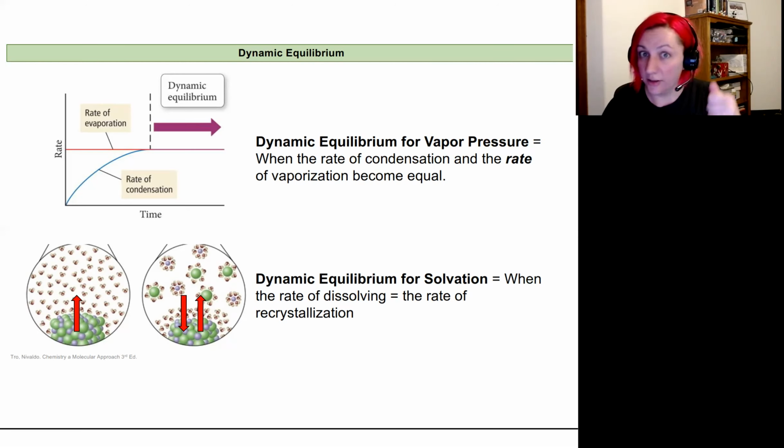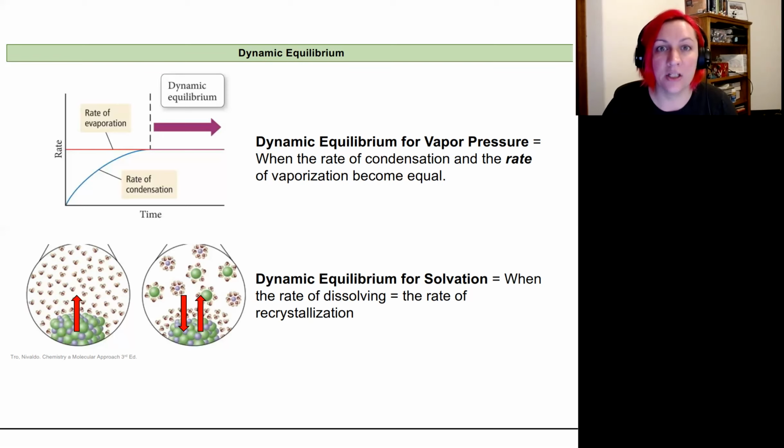And when those rates are equal, we'll stop seeing the solid dissolve. It'll look like it's disappearing and disappearing, and then it'll stop. And the amount of solid at the bottom of my beaker will just stay the same. Now there's constant change happening. Some of the particles are constantly dissolving and some of them are constantly recrystallizing, but the rates of those two processes are the same. And so we don't see a macroscopic change. And that's dynamic equilibrium. So we've been looking at this for physical processes so far.